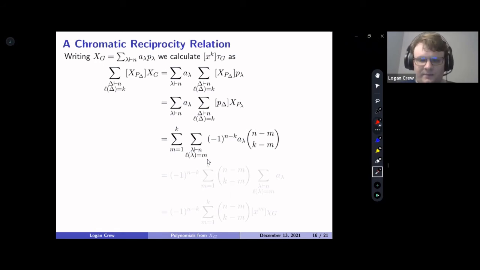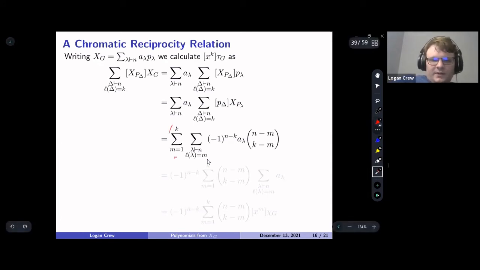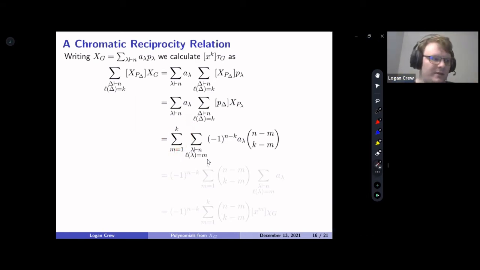You end up getting, basically, if you have n total vertices and you have k parts in your set of paths, then I can pick some of the edges to bring it to the correct thing. I can sum only from m equals 1 to k, because for me to be getting a p_delta out of X_{P_lambda}, it needs to not end up with too many parts. The number of paths has to be less than the number of components I want to end up with.